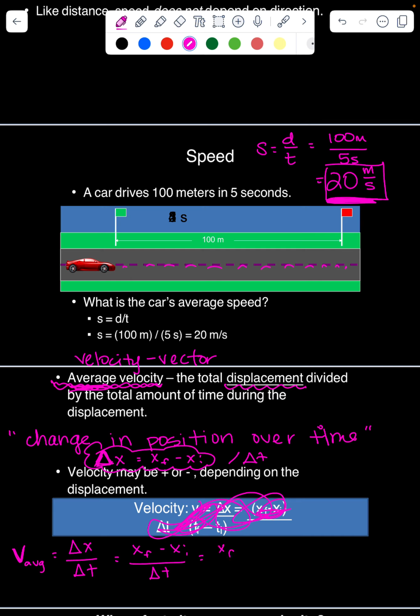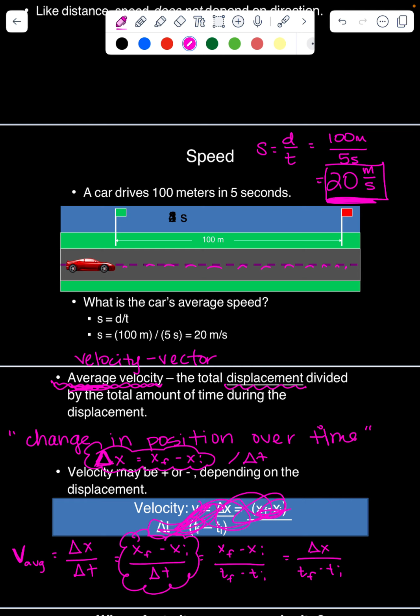Or I could have our final minus initial positions over, say I give you multiple times, that would be our final time minus our initial time. Or I could give you the total displacement and give you the final and initial times. All 4 of these equations mean the exact same thing, but this one right here is going to be the one that we use more than anything. So we know that our velocity is our change in position over time.